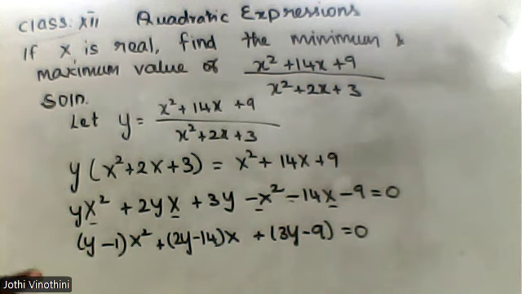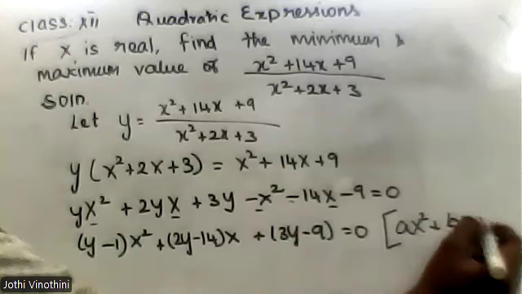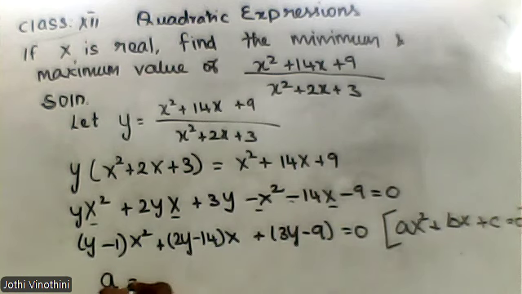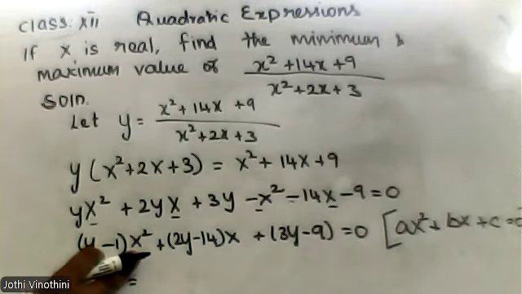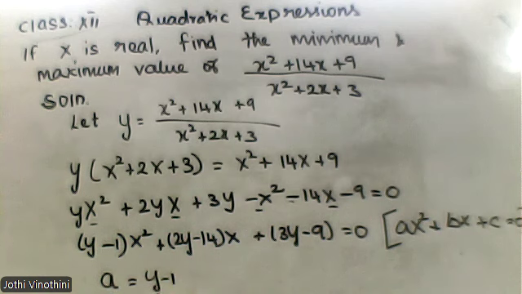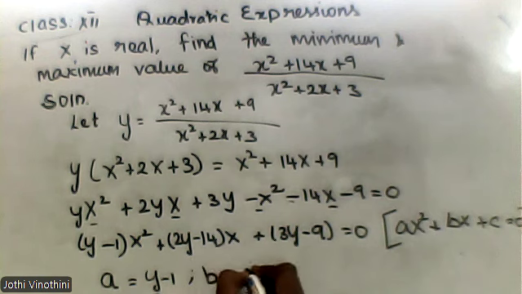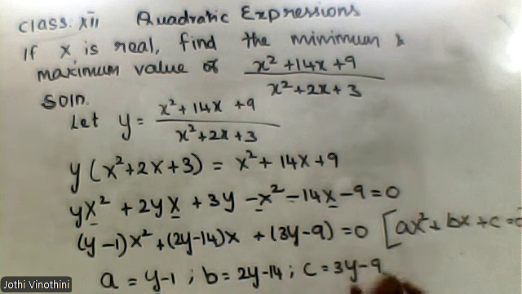I am going to compare this with the standard quadratic equation, which is ax squared plus bx plus c equals 0. Comparing both, a is the coefficient of x squared, so a equals y minus 1. b is the coefficient of x, so b equals 2y minus 14. c is the constant, so c equals 3y minus 9. I hope you are clear with this.